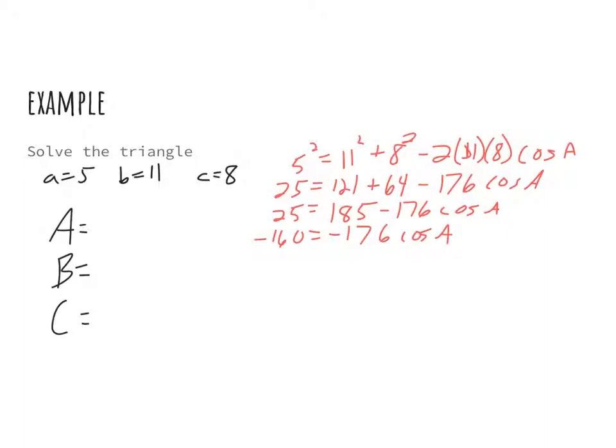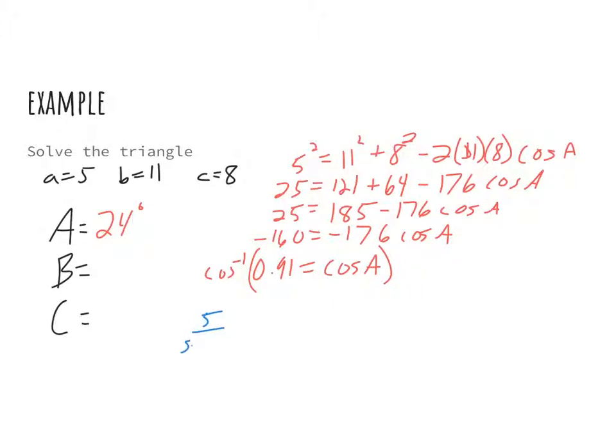Dividing the negative 176 over to the other side, I should get about 0.91 is equal to the cosine of A. Inverse cosine of both sides, I should get to the nearest degree that A is 24 degrees. Once again, once I have that, I can switch over to law of sines if I want to.